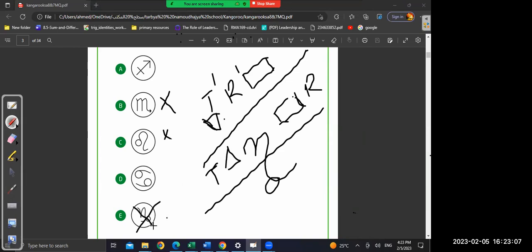I think the answer is A, because you can split it in half, and it's the same on both sides. This is the only one that can be split into two identical pieces or identical forms.